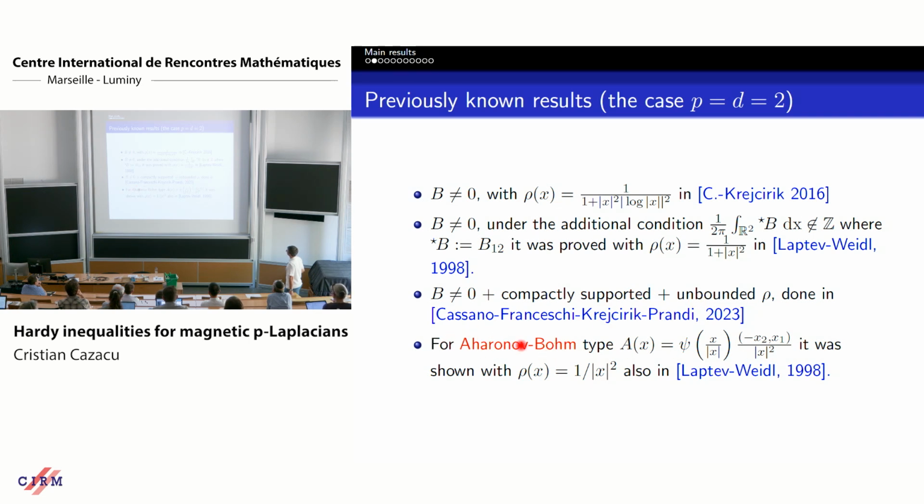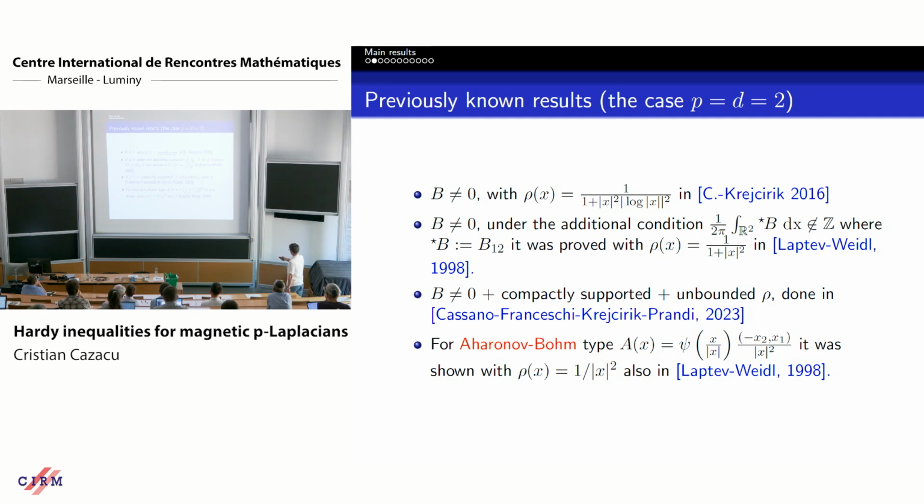In the case of Aharonov-Bohm type magnetic fields, well, this is not the case which fits our analysis because this is an unbounded magnetic field. But anyway, since it is unbounded, you expect to get a new constant in the Hardy inequality, and this is what was done by Laptev and Weidl. So they got a singular potential at the origin, but because they worked with a singular magnetic field. So far we have worked with smooth magnetic fields.